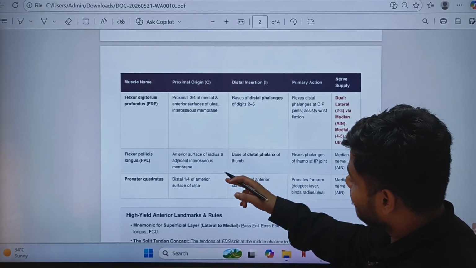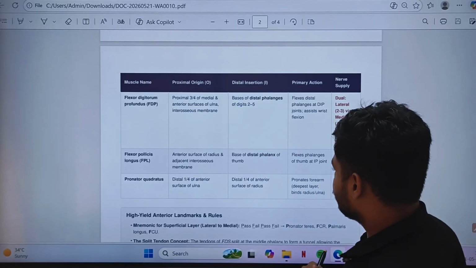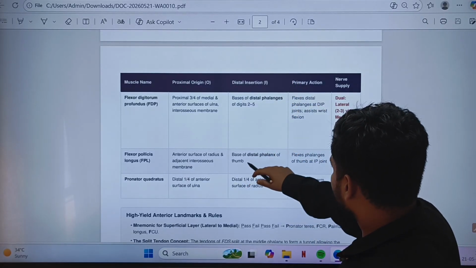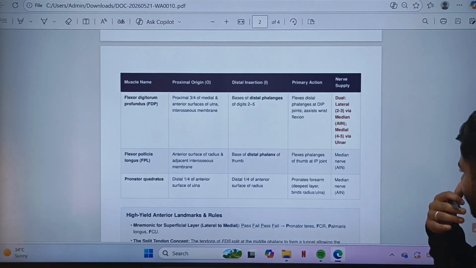We will learn it in detail in the nerve supply of the forearm session. Now the second one is flexor pollicis longus. Its origin is the anterior surface of the radius, and distal insertion is on the base of the distal phalanx of the thumb. It is supplied by the median nerve.